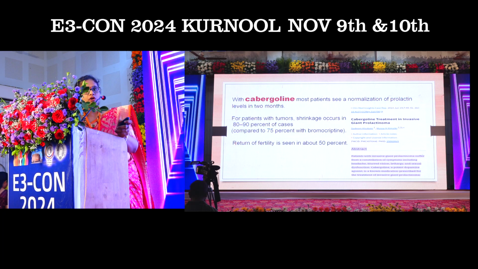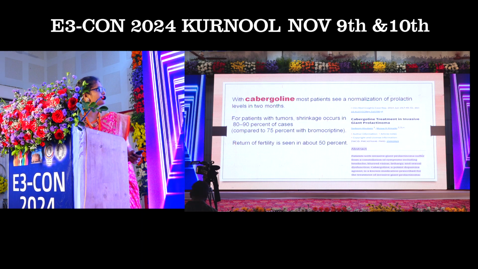So the drug of choice is cabergoline, and in most patients normalization of prolactin levels is seen in 2 months. So we can repeat the test later. Tumor shrinkage is seen with cabergoline treatment, compared to 75% with bromocriptine. Return of fertility is seen in more than 50% after treatment with cabergoline. And for very large, giant prolactinomas, cabergoline is the drug of choice.